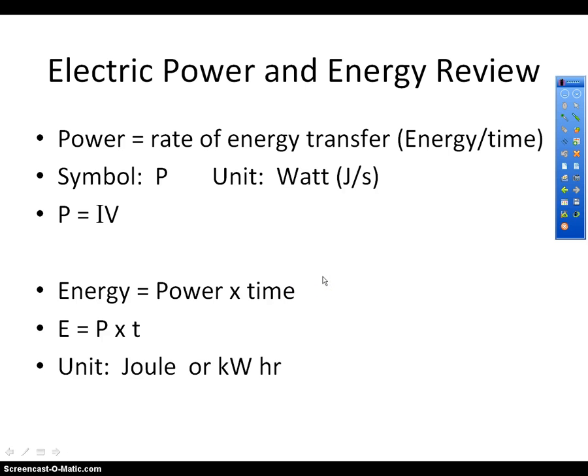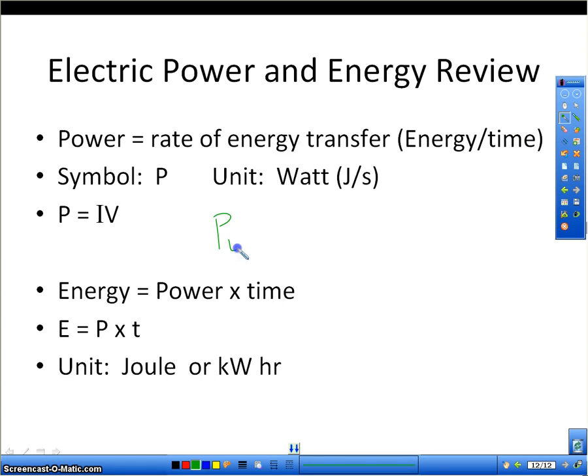The last thing is just a reminder of how we find power and energy for a circuit. So power is current times voltage, and energy is power times time. You can find power for the whole circuit if you wanted to. You can find total power by using total current and total voltage, or you can find individual powers for pieces of the circuit by doing individual currents and individual voltages.